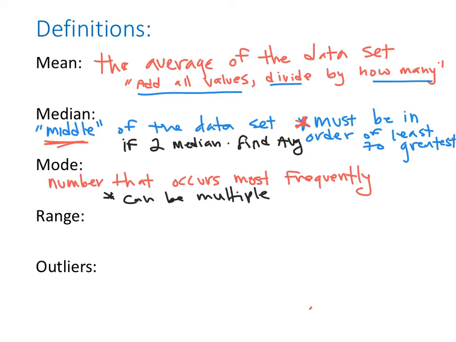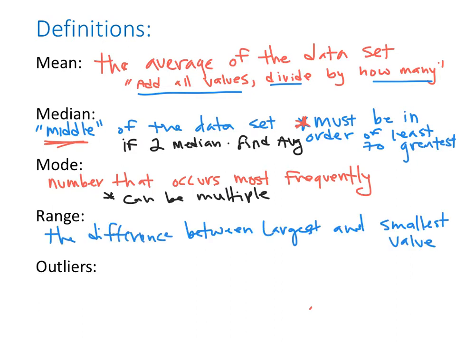Now, the range is simply the difference between the largest and the smallest value. So in order to find the range, you take the largest value and subtract the smallest value. We can also call these the minimum and maximum values, but the range is the maximum minus the minimum. So we look at the difference between those two values.